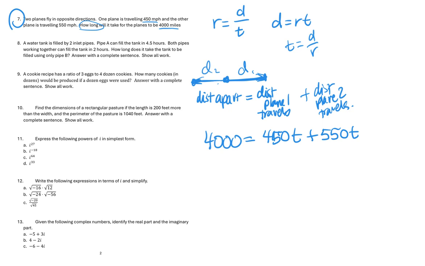So if I add those together, 450 plus 550 gives me 1,000. So 4,000 equals 1,000 t. So t is equal to 4. And the units of t is hours.